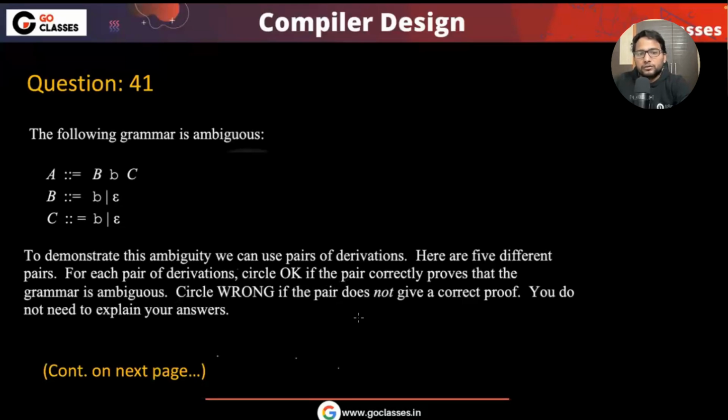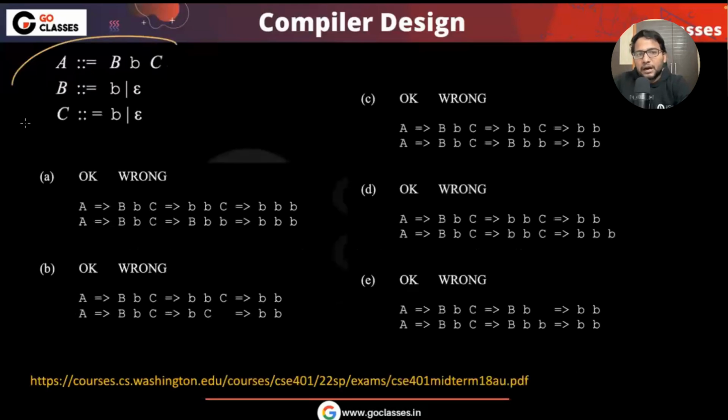Okay, so this grammar is given to you. Now tell me, is this the correct proof to say the grammar is ambiguous? They are saying this is ambiguous. Is this the correct proof? I think this is the one production. So I think they're doing the leftmost, right? This is the leftmost derivation.